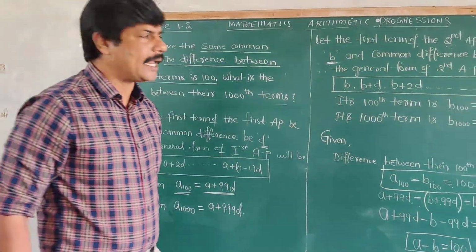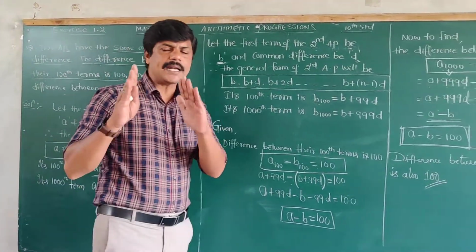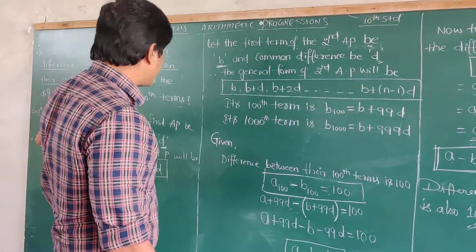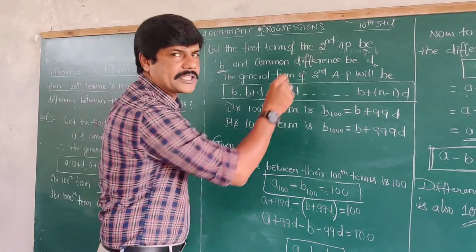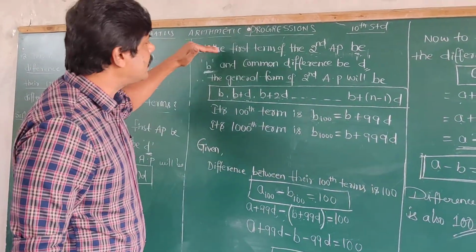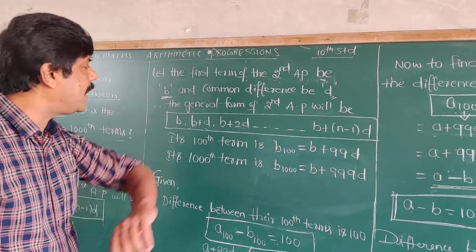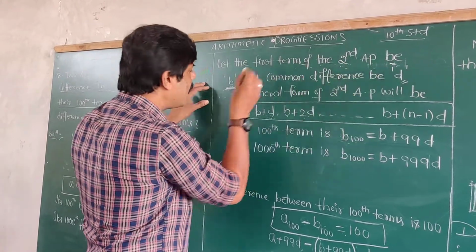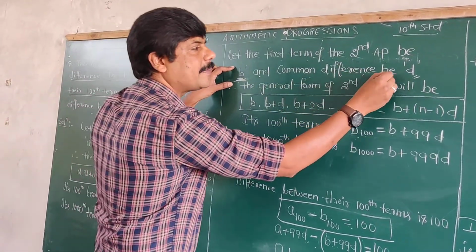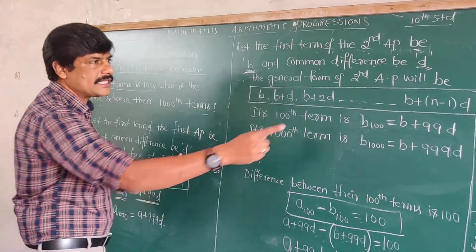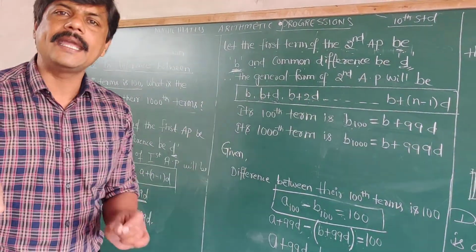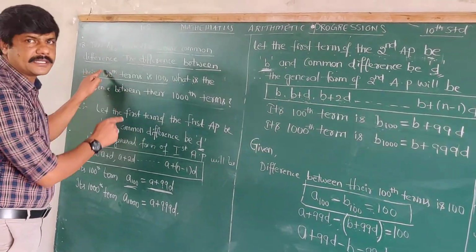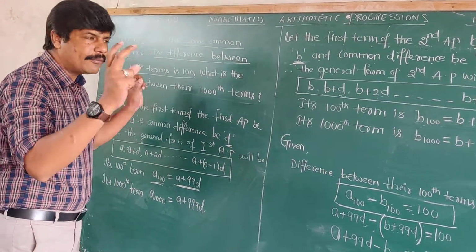Now let's see the second AP. According to the statement, the two APs have the same common difference but different first terms. Here I have taken the first term as A, so I will take the first term here as B. Therefore, let the first term of the second AP be B and the common difference be D. In both cases you can see I have taken the common difference as D, because it is said that the two APs have the same common difference.